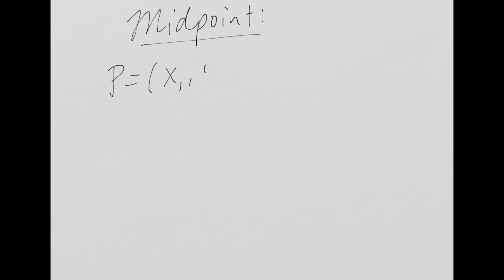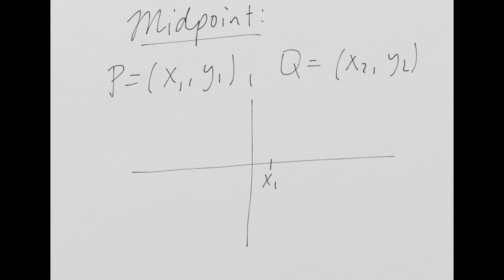So now that we know about distance, let's talk about midpoint. So let's let P be x1, y1, and let's let Q be x2, y2. So let me just plot those here. So here, maybe here's x1, here's y1, here's x2, and here's y2. So there's my point P, there's my point Q.